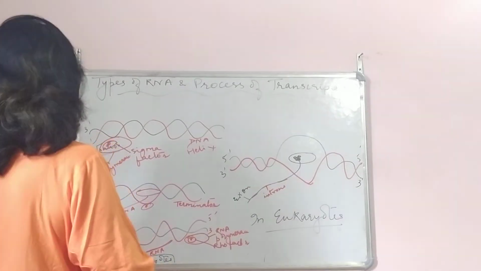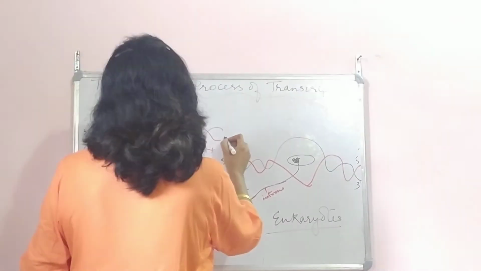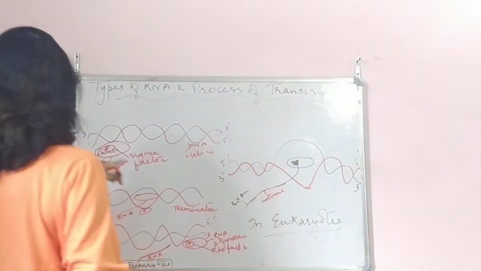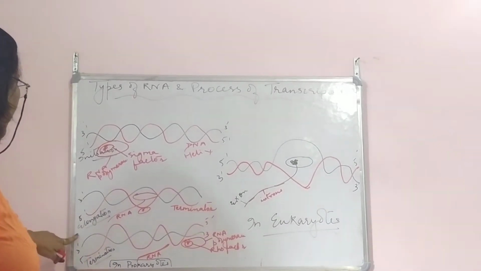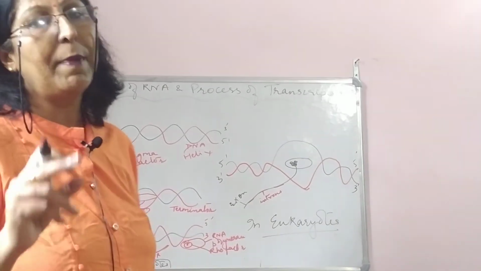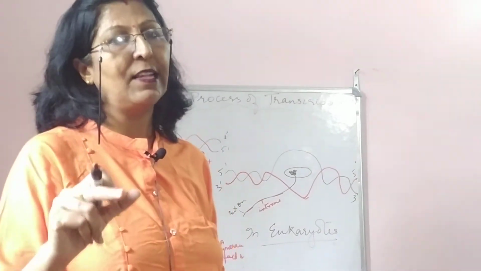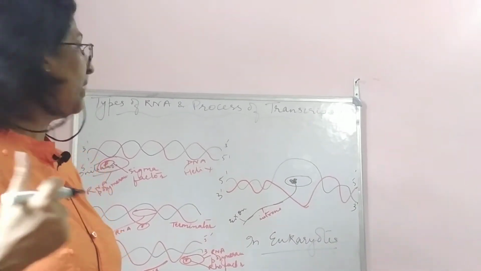So this is the double stranded DNA, the DNA helix, with the 3 end and 5 end. You can see the 5 end and the 3 end. There is the initiation process, the elongation process, and the termination process. And you know that DNA dependent RNA polymerase is the enzyme which participates in transcription and plays a very, very important role in it.